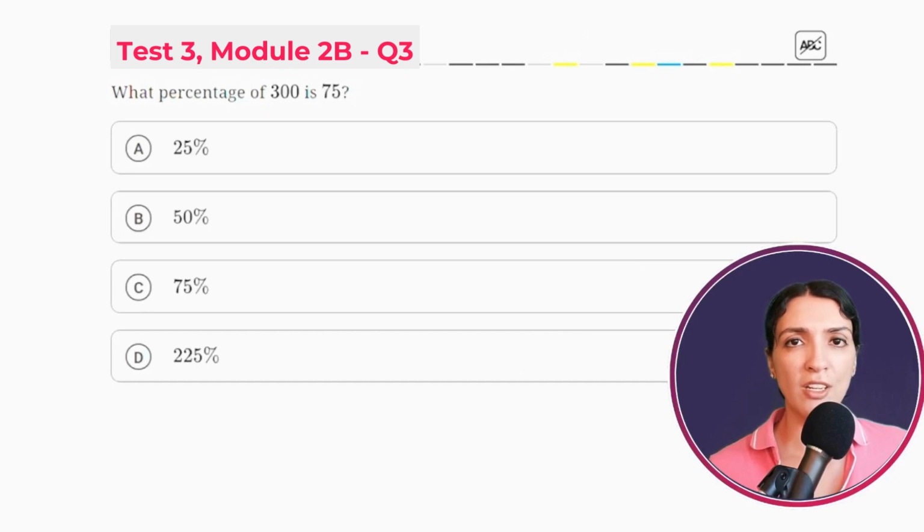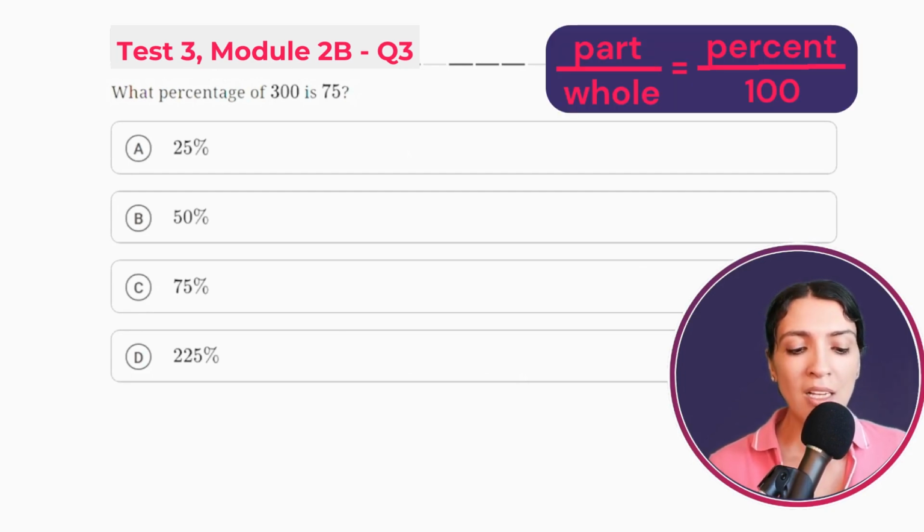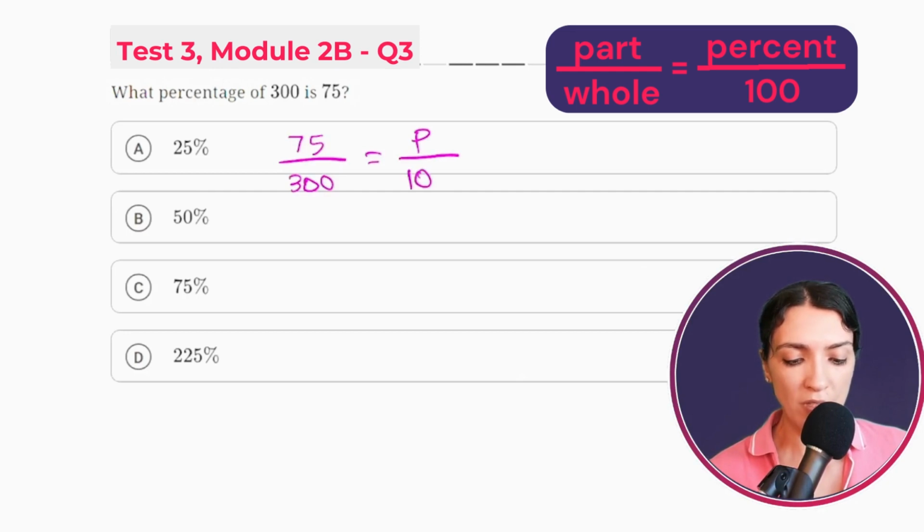Here's another question involving percentages. As I said, percentages are very popular with SAT test makers. We're asked what percentage of 300 is 75. So the part is given as 75 and our whole is 300. The percent is the unknown, and we'll divide by 100 per the formula.